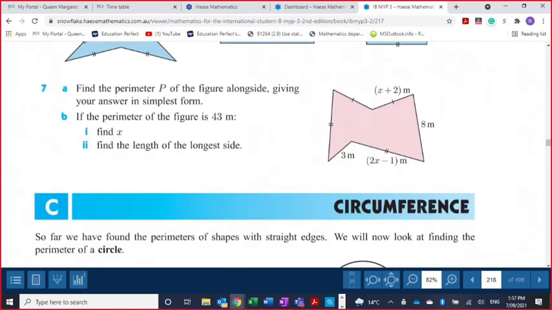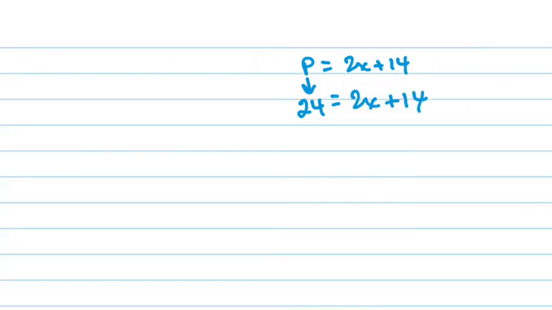Okay, here we go. Find the perimeter. If the perimeter is 43 meters, find your x. So once you find the perimeter of this object, you'll get something like we got a while ago, where perimeter was 2x plus 14, for example. And then they tell you a perimeter, which means you can put a number in place of that, and we no longer have an expression, but we have an equation which we can solve for x, right? Remember, to solve it, we just need to get that x by itself.